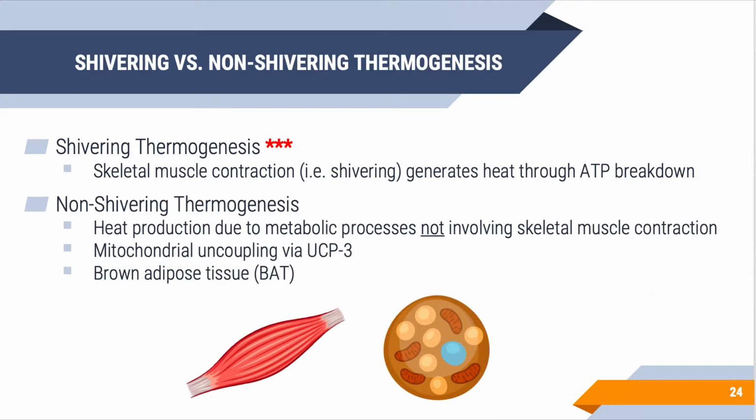So when we talk about shivering versus non-shivering thermogenesis, in the context of skeletal muscle metabolism, we're really going to be focusing on shivering thermogenesis, so how our skeletal muscle contracts in order to generate heat through ATP breakdown. But on the other side of the picture, we think about non-shivering thermogenesis. We can also think about heat production due to metabolic processes not involving skeletal muscle contraction, so thinking about mitochondrial uncoupling proteins or UCP3 specifically in skeletal muscle, or even brown adipose tissue or BAT, which we have seen before.